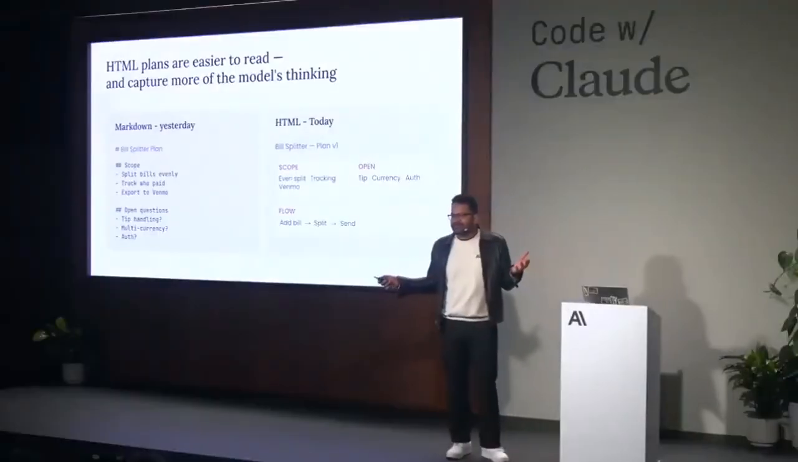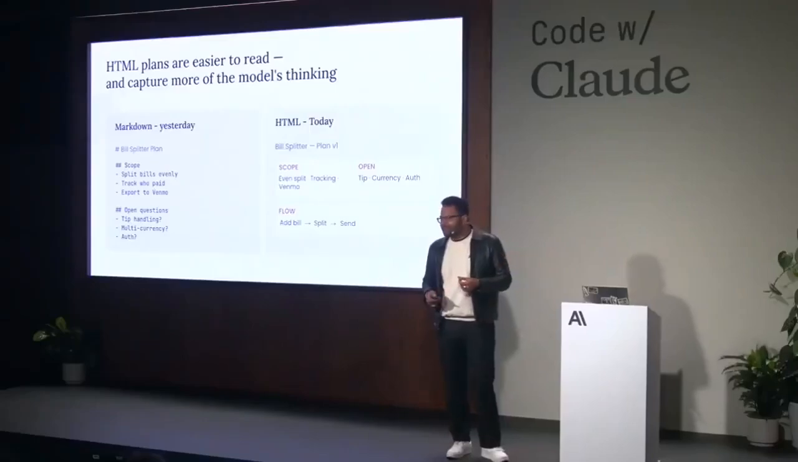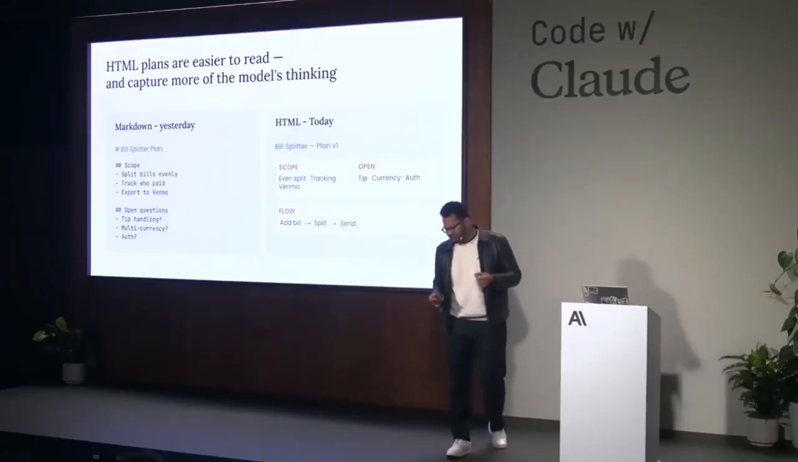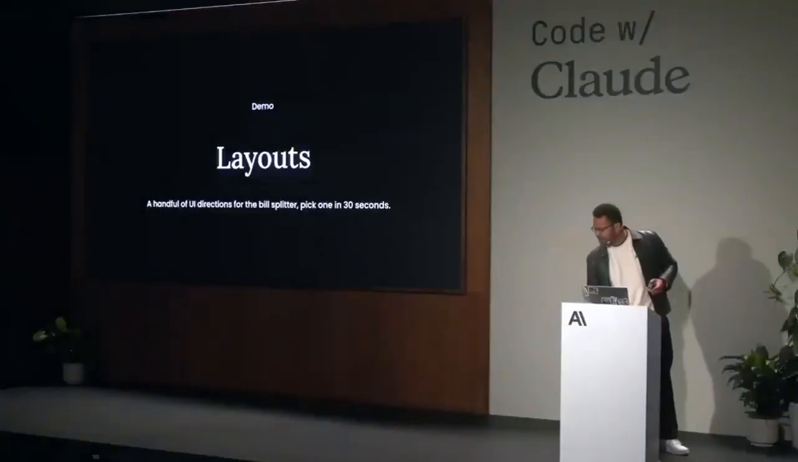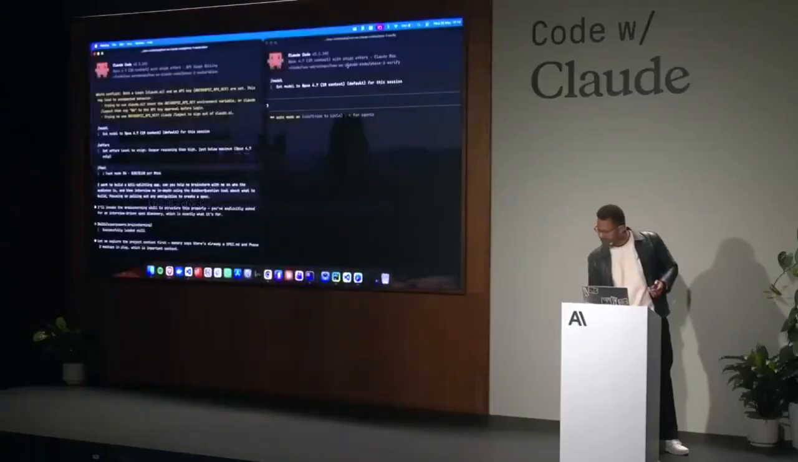Especially if the Markdown files get more than about 200 lines long, it's unlikely you're going to read them, and certainly unlikely that your colleagues are going to read them. Before we started here, I had Claude with Opus 4.7 generate a few examples for me of what this could look like with my bill splitting app. And we'll look at those now.